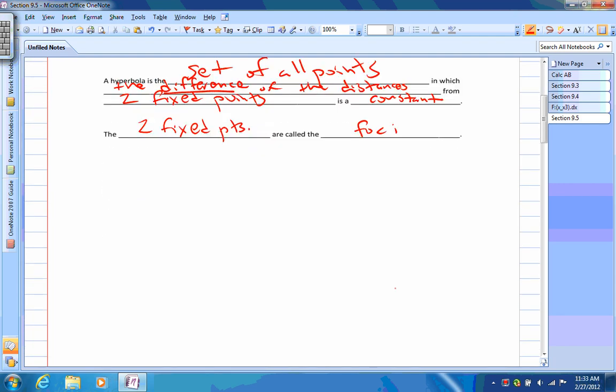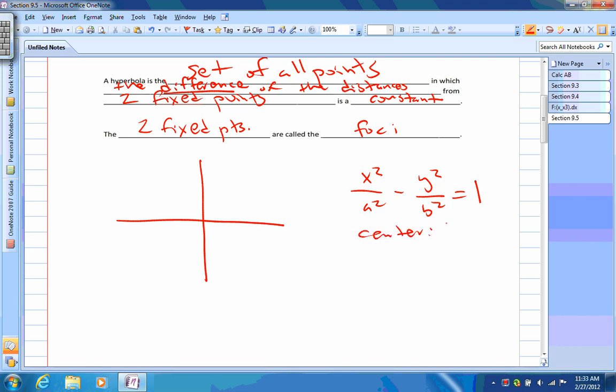So let me draw a picture for a particular hyperbola for you guys. Here would be the equation: x squared over a squared minus y squared over b squared equals 1. The center, we'll keep it at 0, 0. That'd be a, that'd be negative a. Here's your center. And essentially it's going to look like two parabolas that are going away from each other.